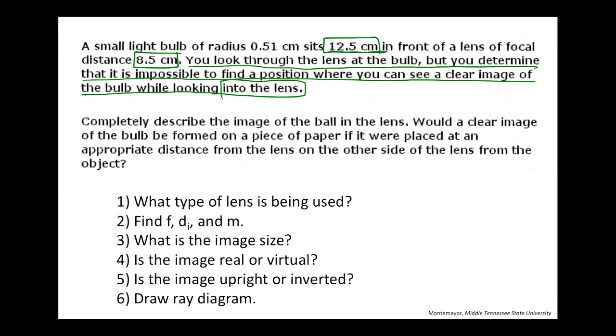You can't see it. So what type of image can't you see? If you're looking into the lens and you were to see an image, what type of image is that? That's virtual. So there's no virtual image here at all. And it doesn't matter how far away I am or how close I am. If this object is sitting that distance from this lens, we could say that no virtual image is possible.